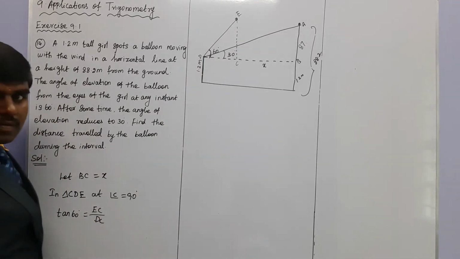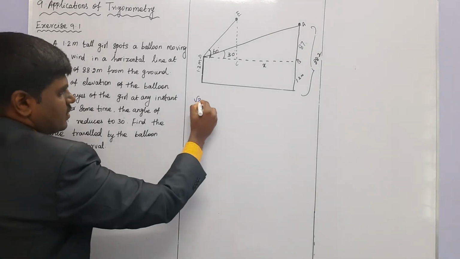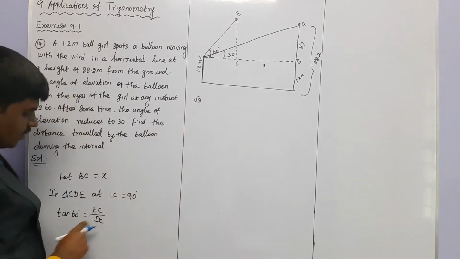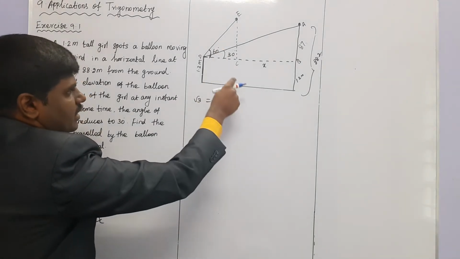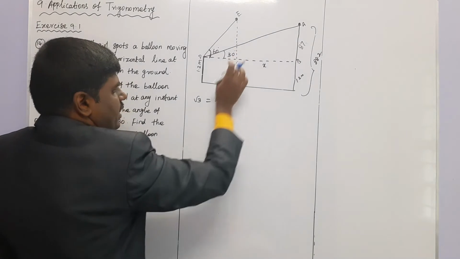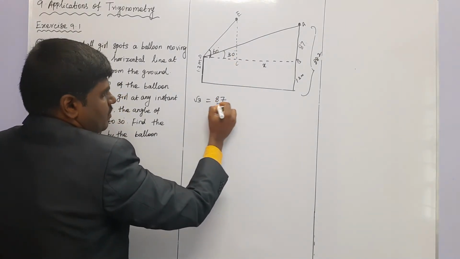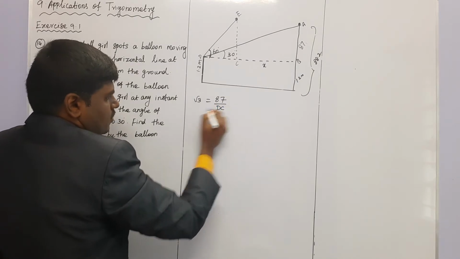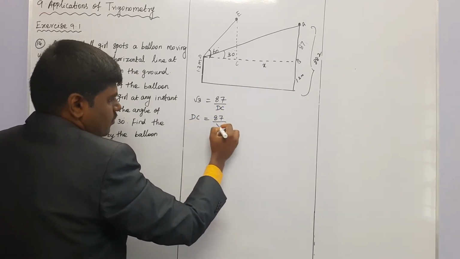EC by DC. Here tan 60 degree value is, we know, root 3. Is it clear? Tan 60 degree is equal to root 3. Here EC, the height, is 87 meters. So EC height is 87 by DC, and I need the DC value. DC is equal to 87 by root 3.